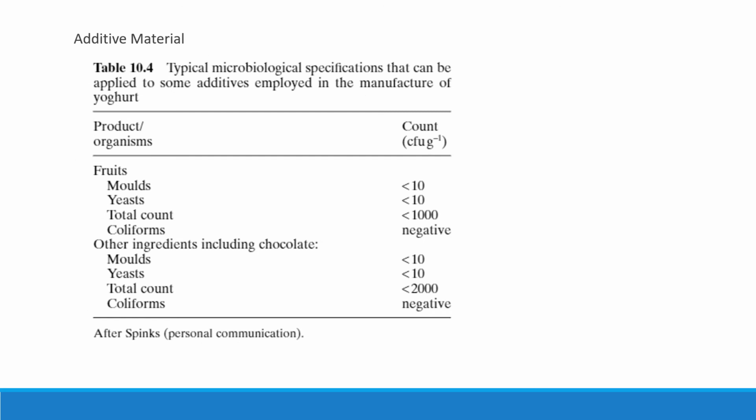And the last one is additive material. For additive material itself, for the fruits, the molds should be below 10 CFU per gram. Yeast is also the same, below 10 CFU per gram, and the total count should be less than 1,000 CFU per gram, and the coliform is negative. For the other ingredients including chocolate, the molds and the yeast should be below 10 CFU per gram, and the total count is below 2,000, and the coliform is negative.